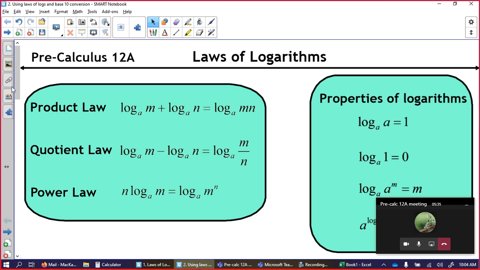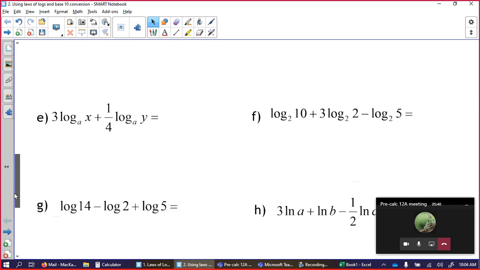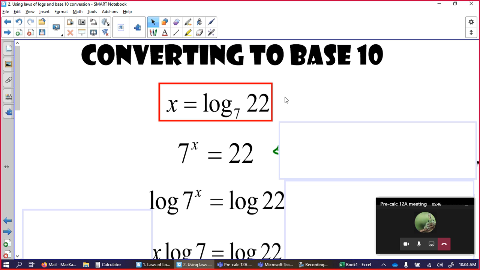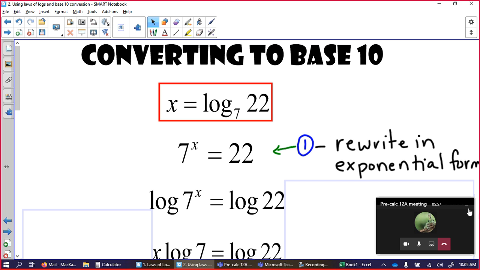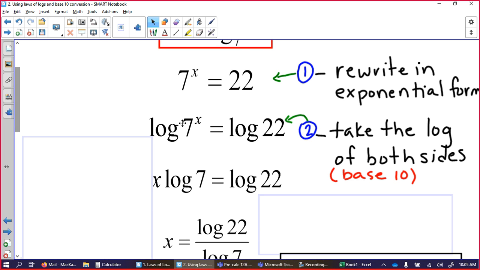On this page here is the review of our rules. There's some extra practice which I'll fill in, the answers later. So if I want to find the log base 7 of 22 or the log base 6 of 38 or any number where you can't do it in your head, we want to write it as an exponential, and then we log both sides. You can do this as base 10. If you use ln as well, it's the same process.